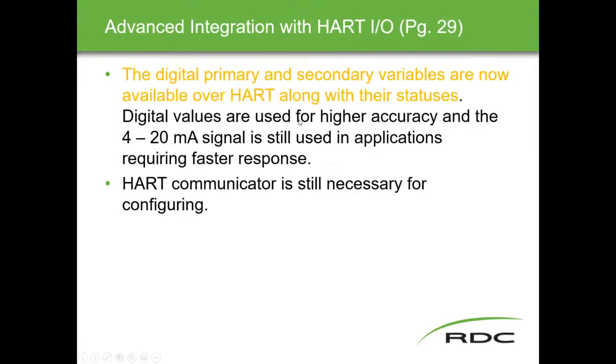Next up, advanced integration with HART IO. This now utilizes the digital primary and secondary variables that are available over HART, along with the statuses that we picked up in the previous step. Digital values are now used for higher accuracy, but we can still use the 4 to 20 signal if we want it to be faster. And remember, we said that the analog signal is faster because it doesn't have to get converted from analog to digital and analog, all that kind of good stuff. Okay, HART communicator still required for configurating here. I love that word, configurating.